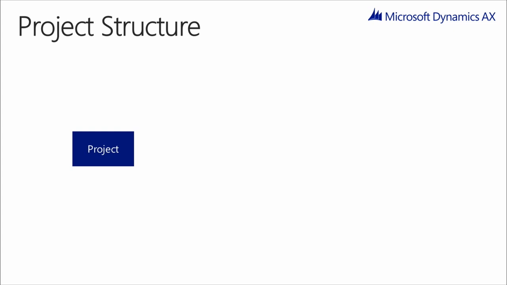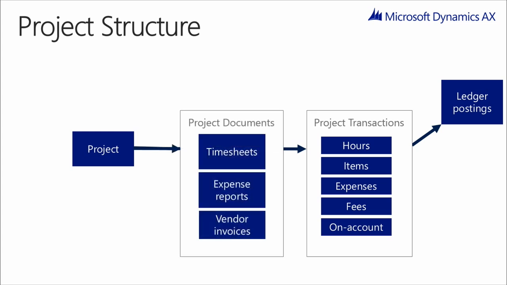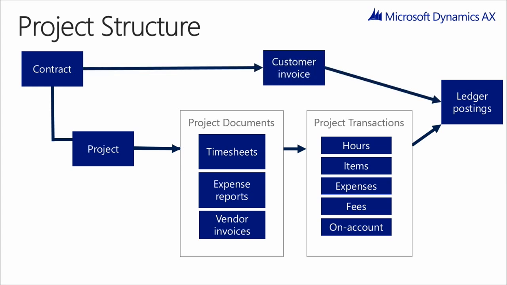At its most basic, a project is used to group transactions that record costs and post these costs to the general ledger. Generally, these transactions are the result of business documents, such as timesheets, expense reports, vendor invoices, or inventory transactions. Projects are relevant for internal, cost-only projects as well as for billable projects. For billable projects, the project is related to a contract, which defines the billing terms. This will result in customer invoices and the resulting financial impact.